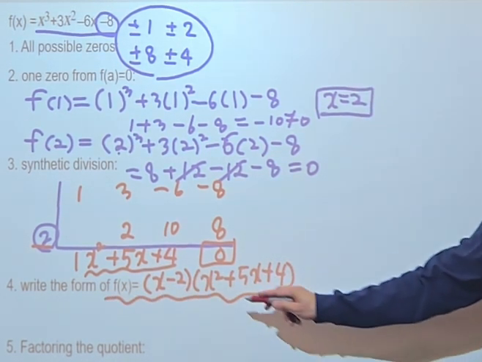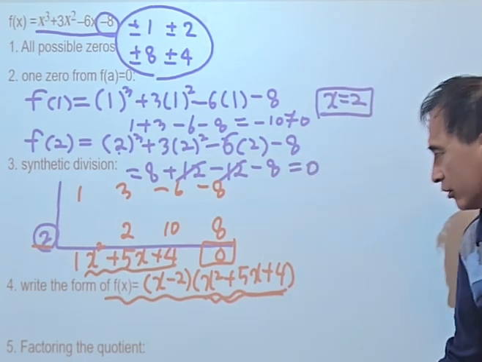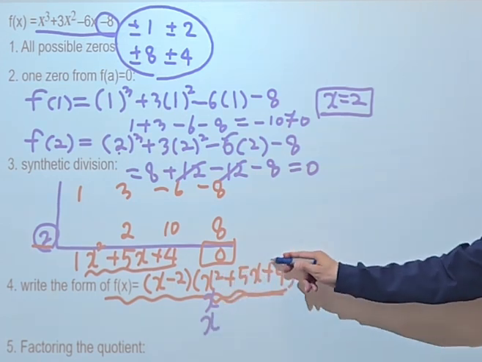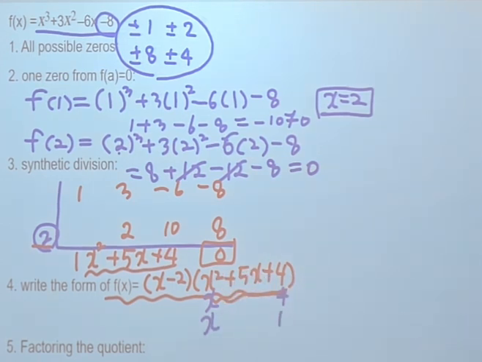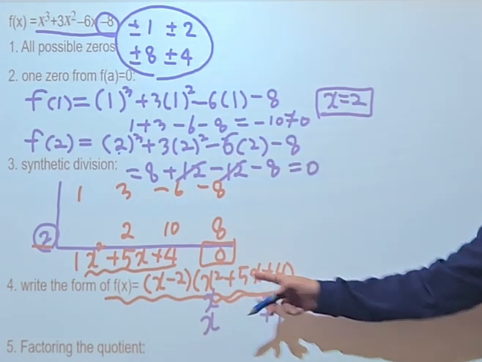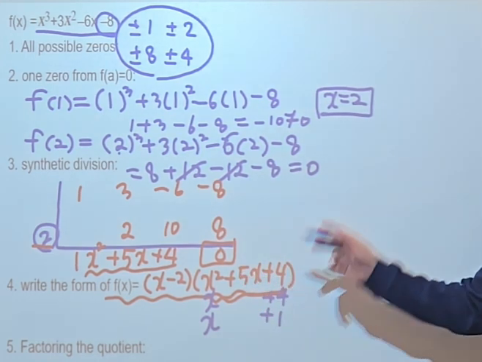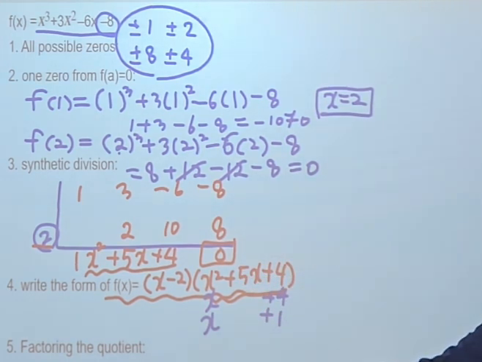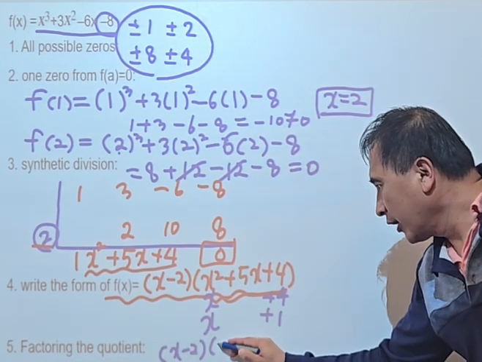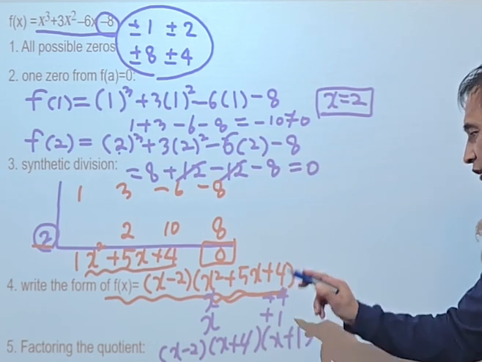And then you can factor this quadratic. This has leading coefficient 1, so write x here. Factors of 4: I have 1 and 4, and 2 and 2. But among those, 1 and 4 have a sum of 5. Right? So the product is 4, the sum is 5, it's plus 4 and plus 1. So I can factor this way: x minus 2, x plus 4 right here, and then x plus 1. I can factor it that way.